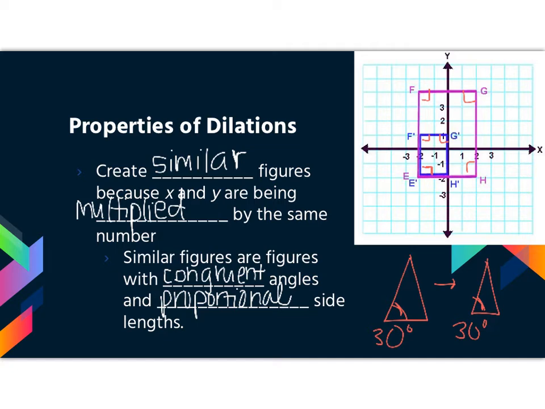So we see how the congruent angles are shown in this figure, but we also need to understand how the sides are proportional. So if you notice, if you look at EH, right here, this line segment, we can find out how long that is.